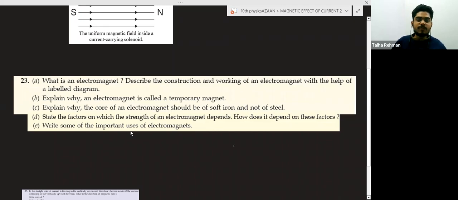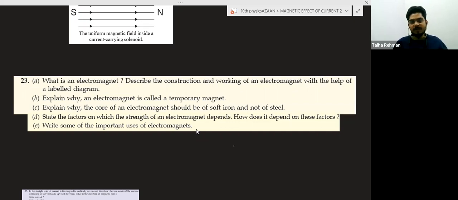And write some important uses of the electromagnet. Basically, electromagnets are used in transformers. Electromagnets are used in transformers. Electromagnets are also used, I think, for medical purposes.